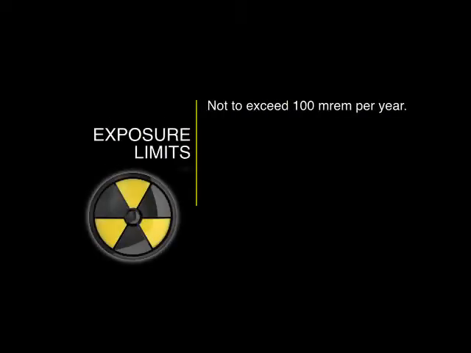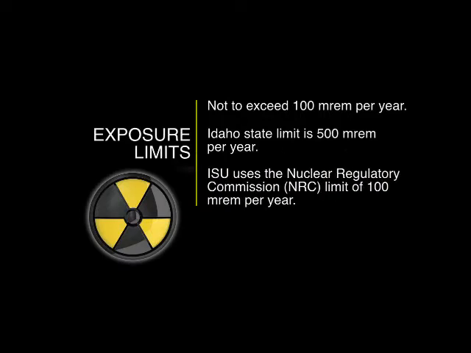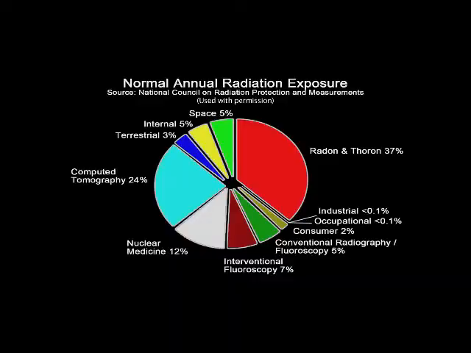If something doesn't seem right, it is your responsibility to ask. 100 milligram per year is the radiation dose limit for the general public, including anyone not classified as radiation users. The state limit is actually higher, but ISU is more strict, limiting exposure to 100 milligram, in line with the Nuclear Regulatory Commission, the NRC, the agency that issues ISU's radioactive materials license.